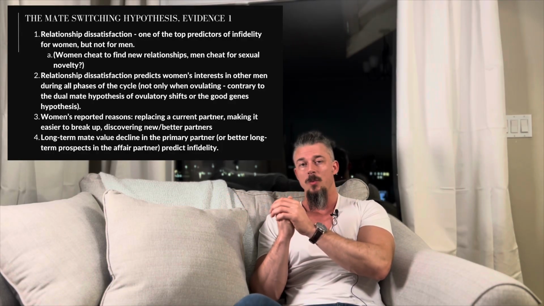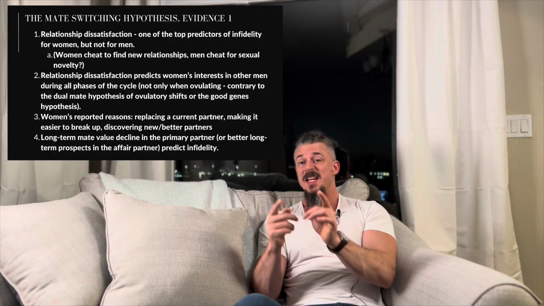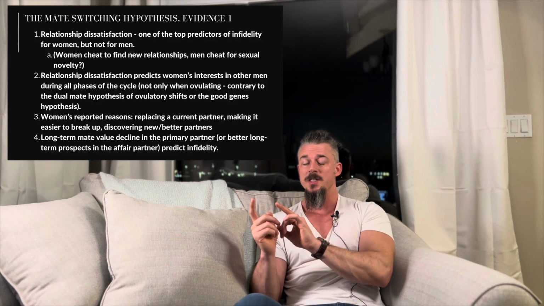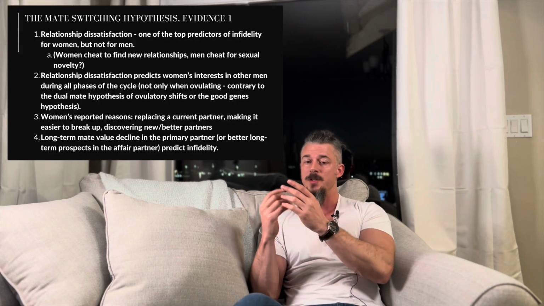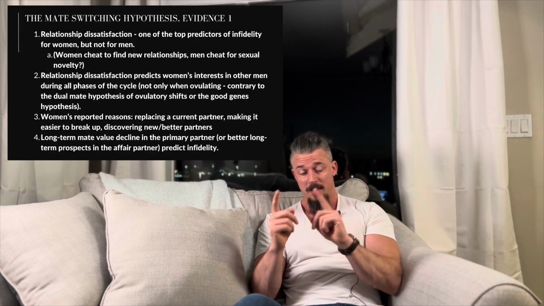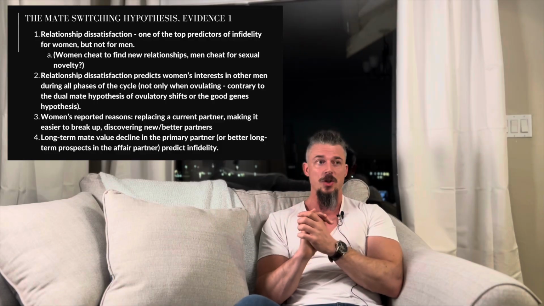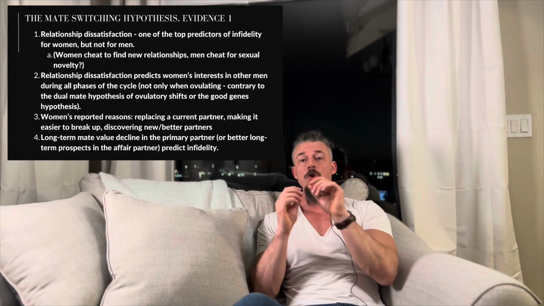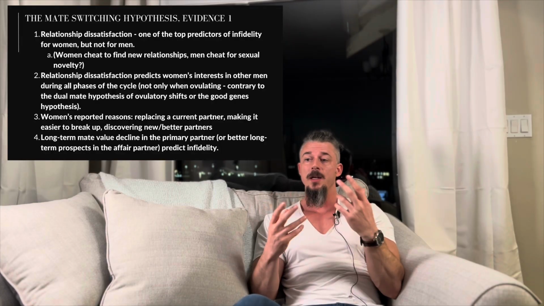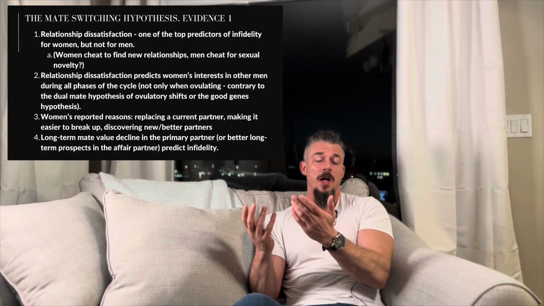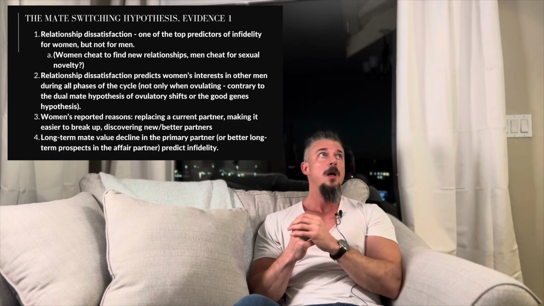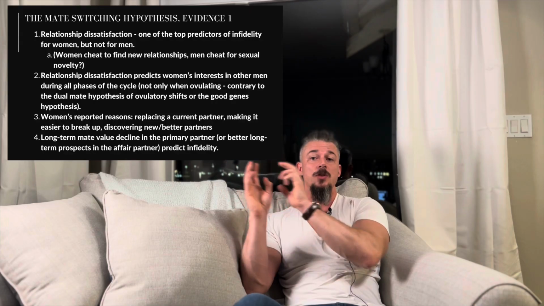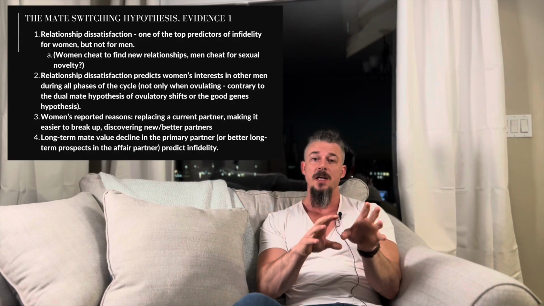Relationship dissatisfaction. What else does it predict? Women's interests in other men, for one, across all phases of the ovulatory cycle, contrary to the dual mate hypothesis of ovulatory shifts, where you would expect these preferences only to shift during ovulation. So, what do we know? When women are unhappy in a relationship, when they're not strongly bonded, and you can again look at Paul Eastwick's adaptive workaround hypothesis in the last video, they have more interest in extra pair mates when relationship satisfaction is low.